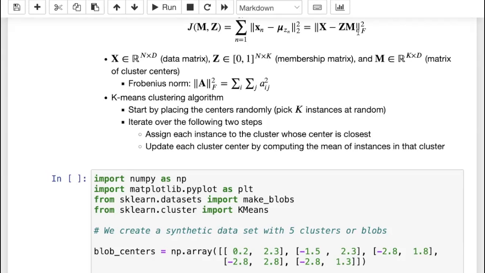And we'll then repeat this process. Given the new M, we update Z, and then we update M. We can repeat this process, let's say, for 10 or 100 iterations.